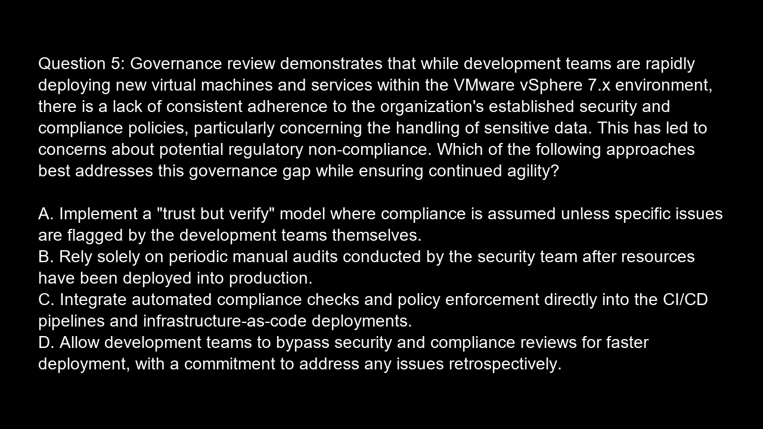Option A. Implement a trust but verify model where compliance is assumed unless specific issues are flagged by the development teams themselves. Option B. Rely solely on periodic manual audits conducted by the security team after resources have been deployed into production. Option C. Integrate automated compliance checks and policy enforcement directly into the CI/CD pipelines and infrastructure as code deployments. Option D. Allow development teams to bypass security and compliance reviews for faster deployment, with a commitment to address any issues retrospectively.